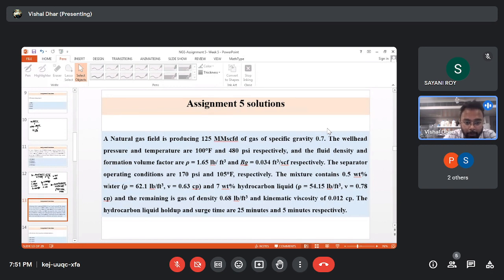Density is 62.1 lb per feet cube. Viscosity is 0.63 cp and 7 weight% hydrocarbon liquid. Density is 54.15 lb per feet cube. Viscosity is 0.78 cp and the remaining is gas of density 0.68 lb per feet cube and viscosity is 0.012 cp. The hydrocarbon liquid holdup and surge time are 24 minutes, 25 minutes and 5 minutes respectively.